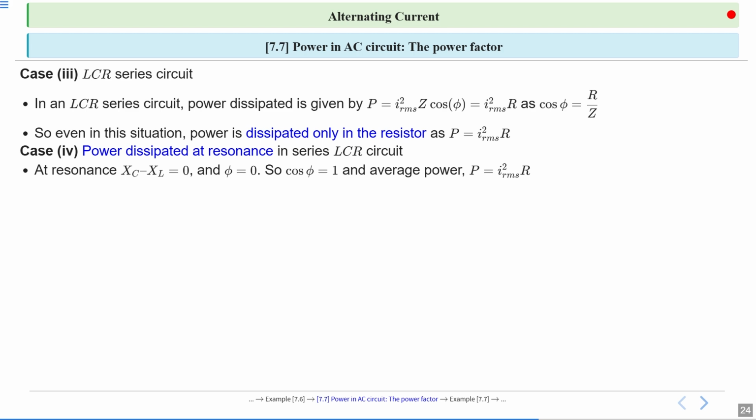In the case of resonance, phi becomes 0 because XC minus XL becomes 0. So according to the impedance diagram, phi becomes 0, cos phi becomes 1, and average power will be equal to IRMS square R. So this is the maximum power dissipated. Got it?